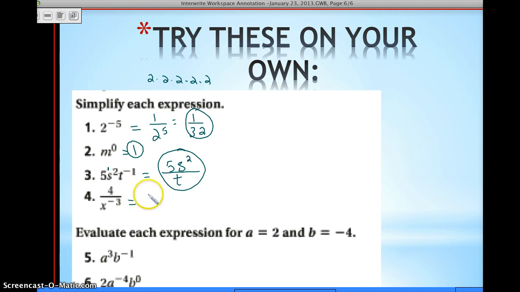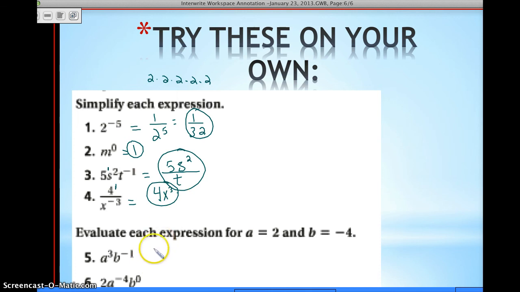And number 4, the only variable or number that has a negative exponent is the x. So 4 is to the first power, that's a positive exponent, leave it alone. And the x to the -3 is going to go positive, which means I no longer need my fraction bar over my 1. And I'm done.